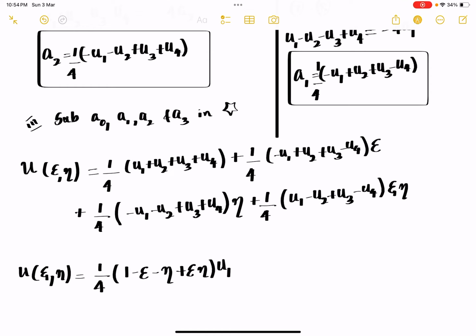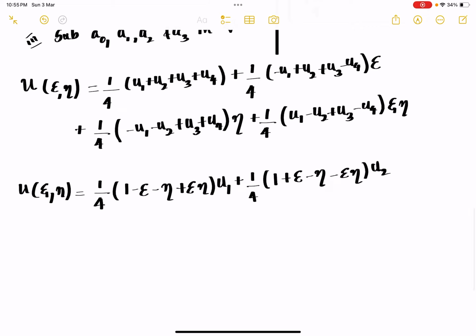Let me bring all the coefficients of u2 term. It is plus 1 by 4. It is 1 plus epsilon minus eta minus epsilon eta into u2.